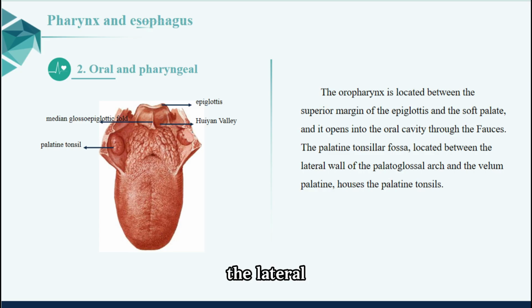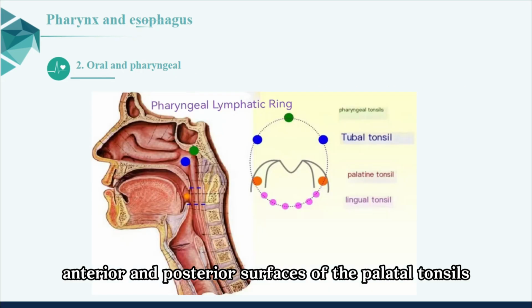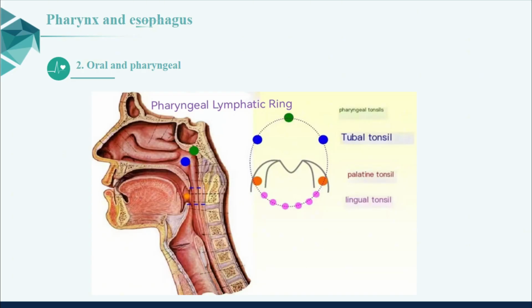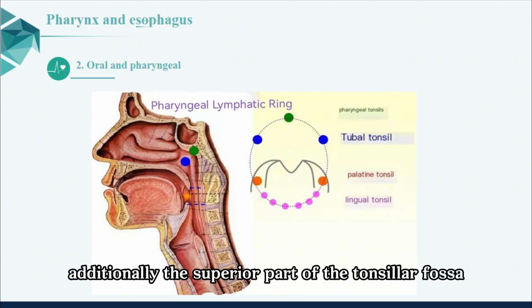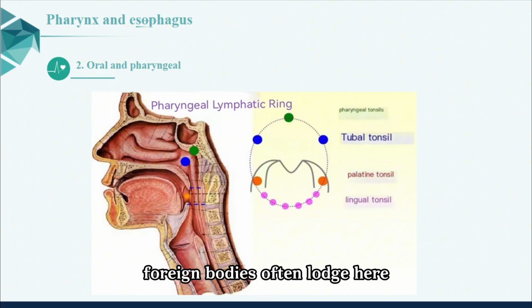The lateral, anterior, and posterior surfaces of the palatine tonsils are surrounded by a fibrous capsule formed by connective tissue, known as the tonsillar capsule. Additionally, the superior part of the tonsillar fossa, not filled by the palatine tonsil, is called the supratonsillar fossa. Foreign bodies often lodge here.